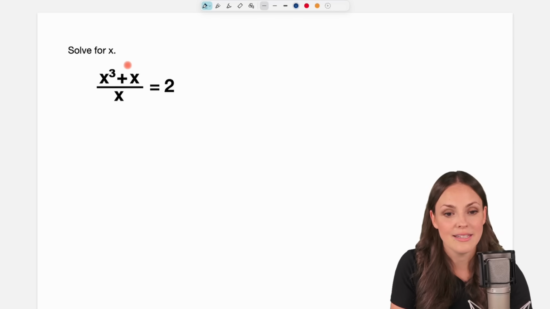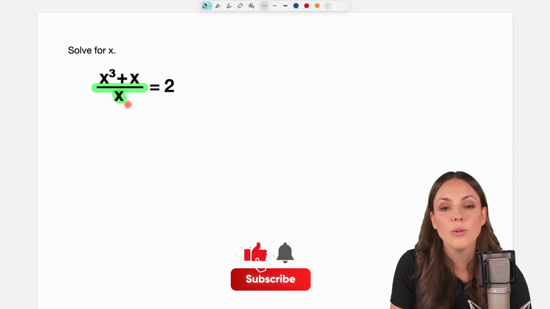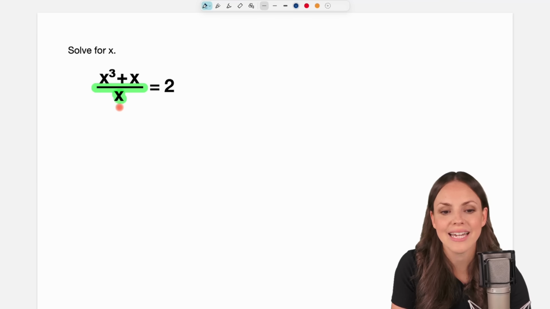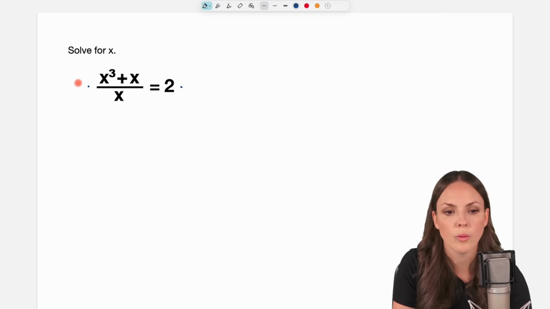If we take a look at this equation here, we can see that we have a fraction on the left side, and in the denominator of this fraction, we have x. If we want to solve this equation for x, we have to get x out of this denominator. We can do that by multiplying both sides of the equation by this denominator. So we multiply by x here, and we do the same thing on the other side as well.